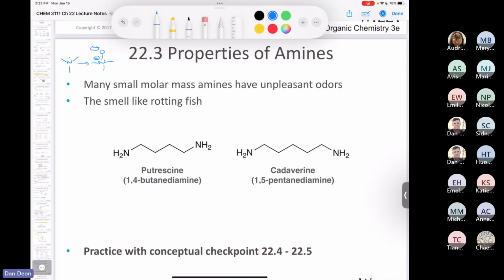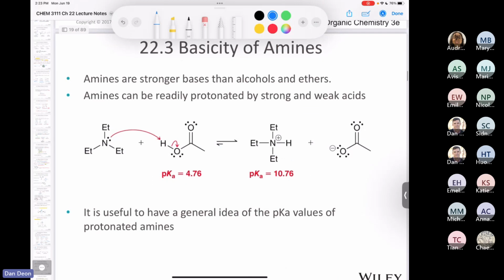Also, you've probably heard of these compounds here, putrescine and cadaverine, right? You've heard of the word putrid and cadaver if you've ever smelled a cadaver. So if you've ever gone to a grocery store and they're cleaning out the fish counter and you smell rotten fish, well, that's going to come from amines. So amines have terrible odors, or some of them do anyway.